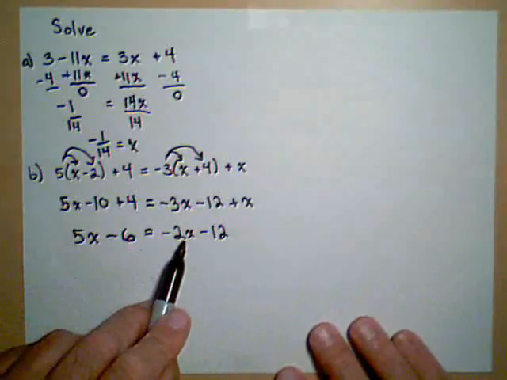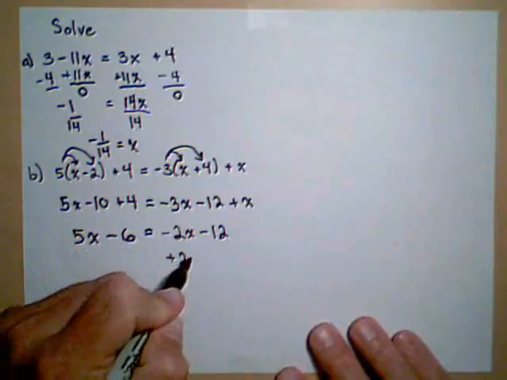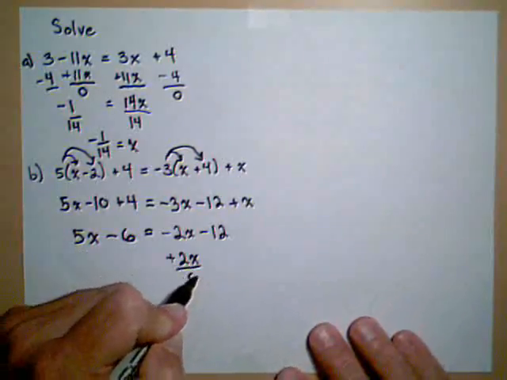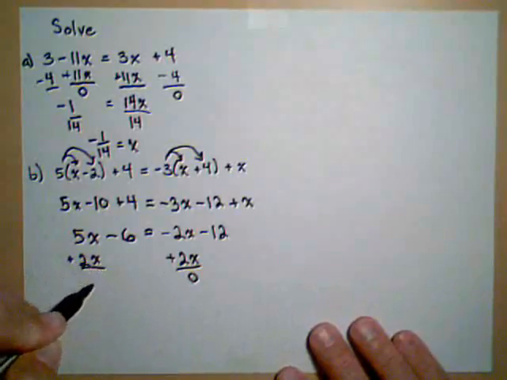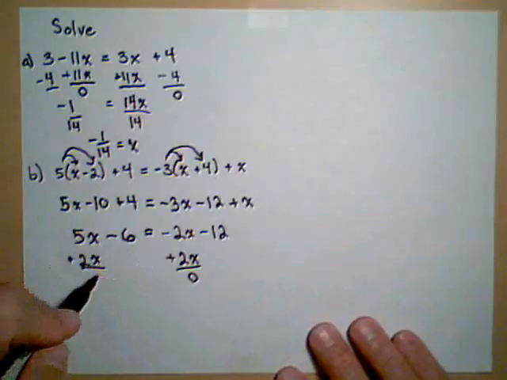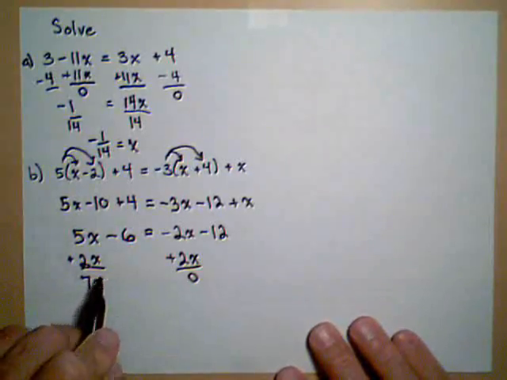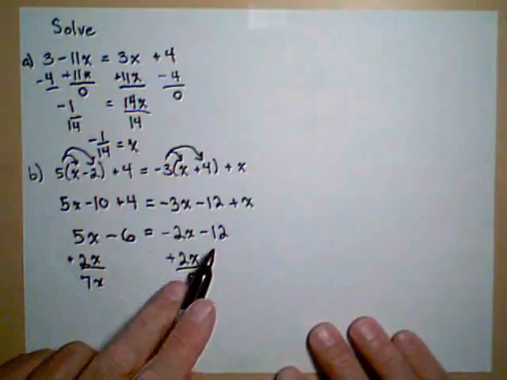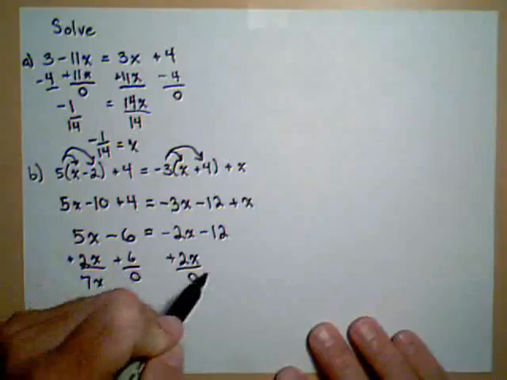So I'm going to move the negative 2x over here by adding 2x to both sides. We could go the other direction. We'd get the same answer. So it's really up to you if you would have wanted to subtract 5x from both sides instead. Now because we put the x's over here, let's put the terms without x on the other side. So add 6 to both sides.